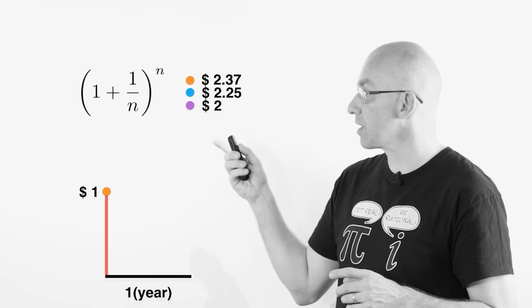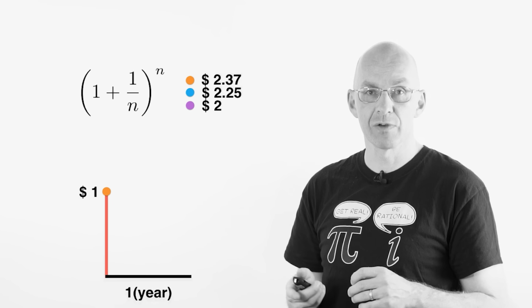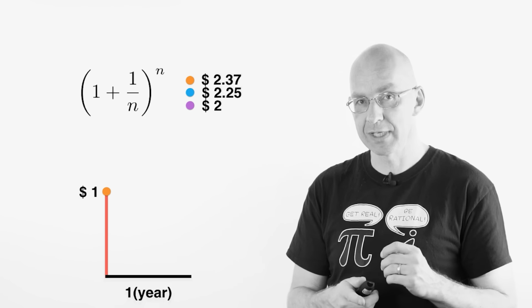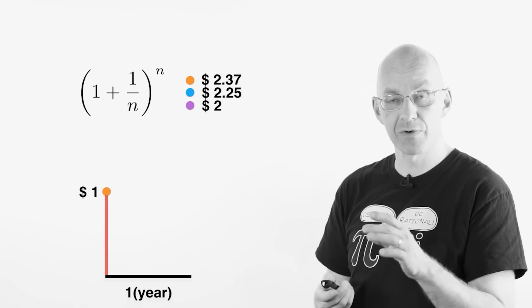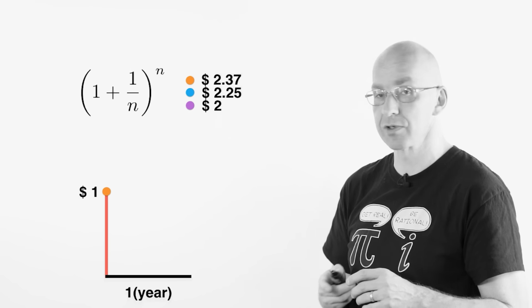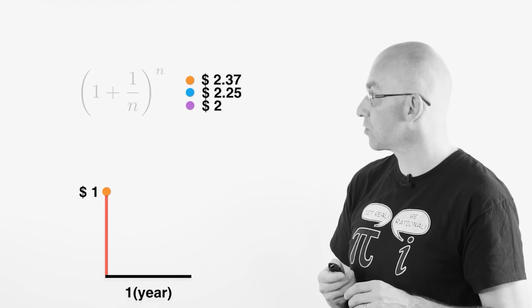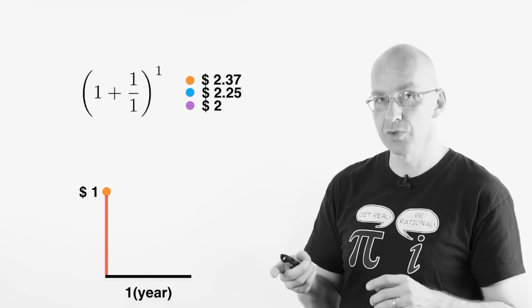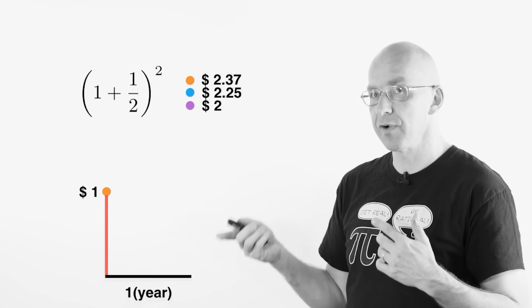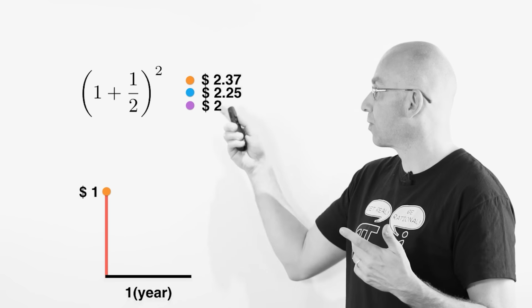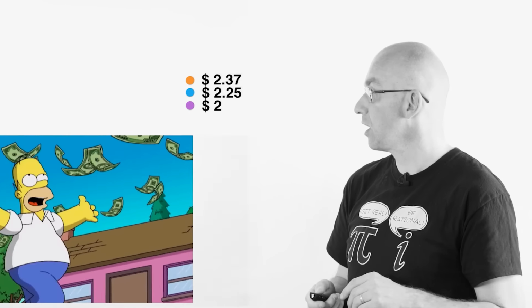So it's 1 plus 1 divided by n, to the power of n. If you credit n times throughout the year, that's how much money you have at the end of the year. Let's just check it for the simplest cases, 2 and 2.25. For n equal to 1, you've got 1 plus 1 is 2, which is 2. And 1 plus 1 half is 1.5, squared is 2.25. It works in general.